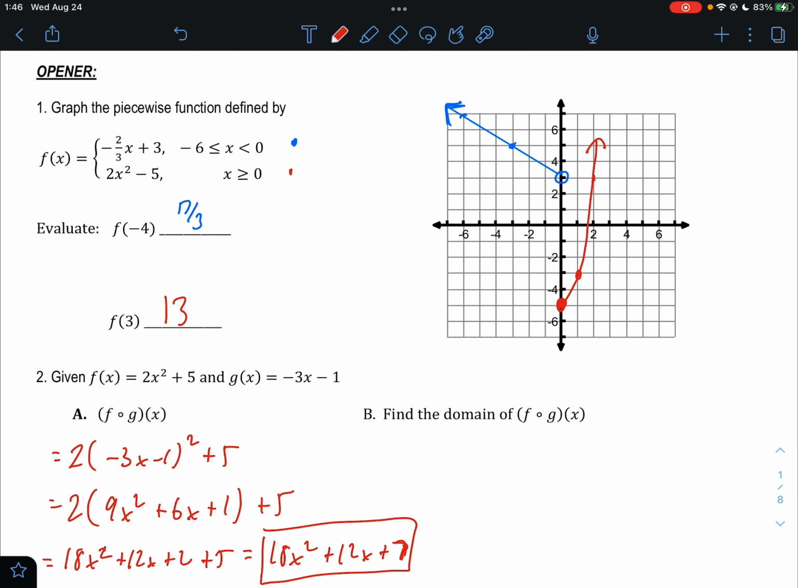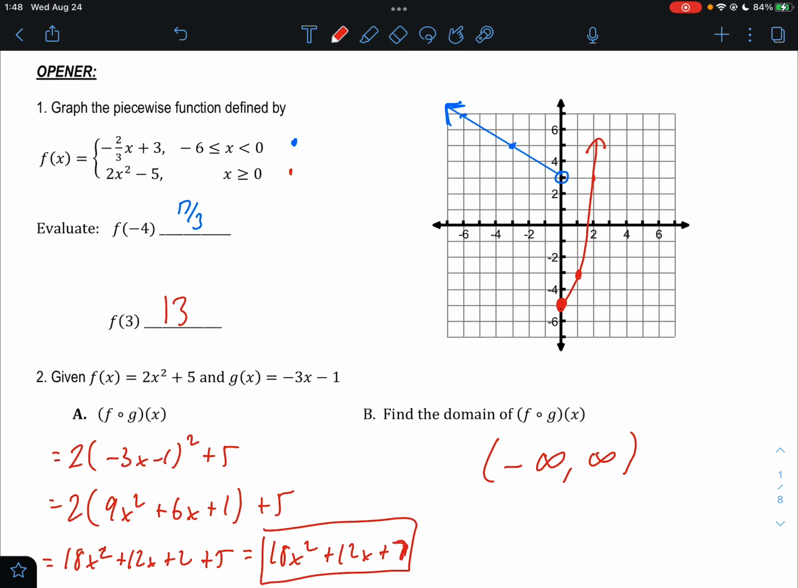Now, if you remember correctly, we did not do part B this year, so we don't have to worry about that right now. If we did do that this year, then basically we would be looking at the domain of f of g of x. There's no restrictions on this. There's no restrictions on either of these, so this domain would be negative infinity to infinity.